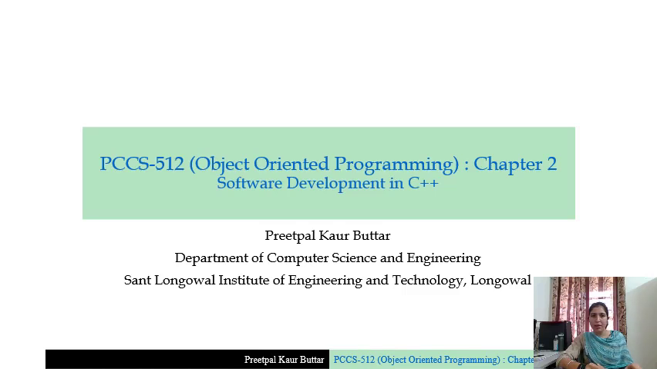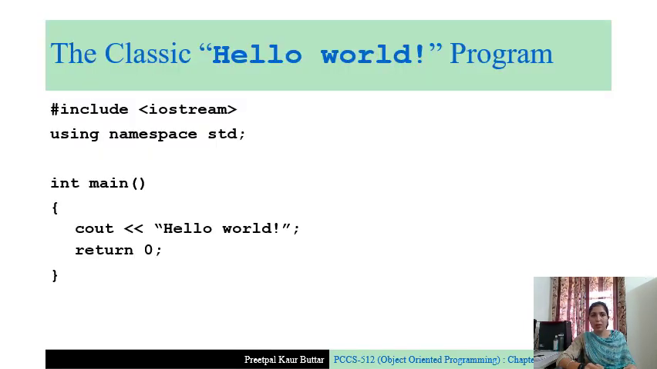Hello students, hope you have practiced the first program, the Hello World program. So this was our classic Hello World program. #include <iostream>, using namespace std, the standard namespace, and this was the main function. Inside the main function, we wrote cout << "hello world", which means the program will output hello world on the output screen. And the last statement was a return statement which returned 0.